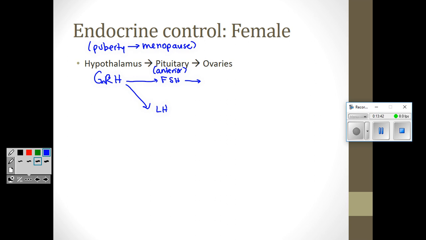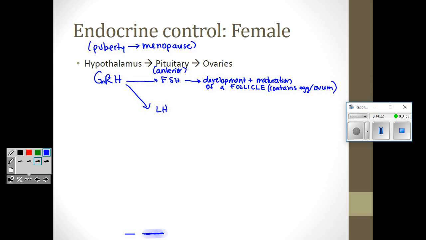In a female, FSH will cause the development and maturation of a follicle. So its name is very appropriate because that's what it's stimulating. And the follicle is the structure that contains the egg, or we could also call it the ovum. Ova is plural for ovum, but we're talking about the same structure the whole time, the female gamete.